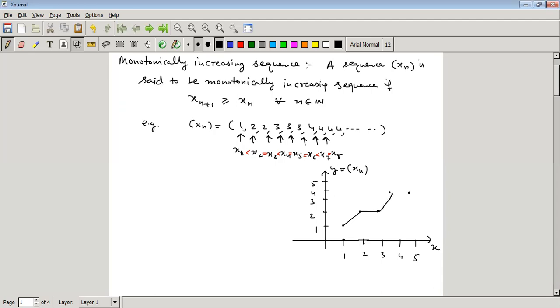This graph is increasing or staying equal. Such a graph, where the next values are either equal or increasing, is called monotonically increasing. Or we can say such a sequence is called a monotonically increasing sequence.